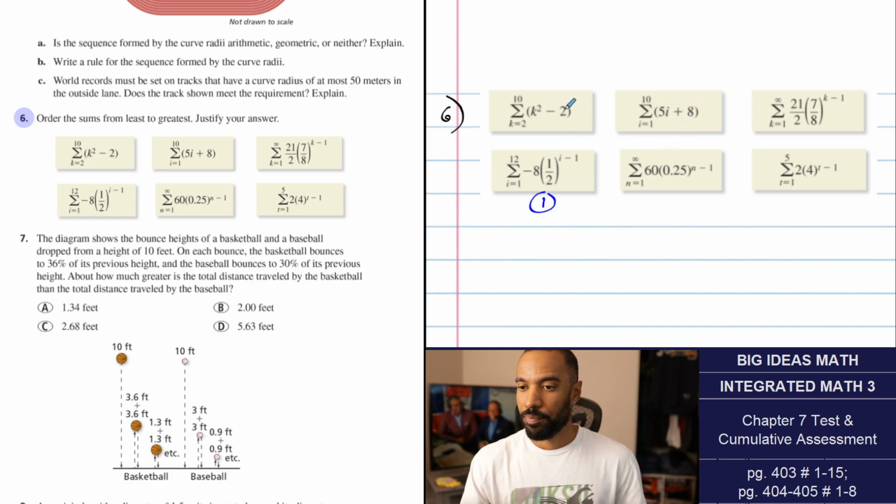Now, this has an infinite number of terms, but starting from 60, you're taking a quarter of it each time. I imagine that's going to be pretty small. Compared to a quadratic that you add over and over that increases over time, I imagine that gets bigger, like 10 squared is 100, stuff like that. I'm guessing that would be bigger than this one. I'm guessing this would be bigger than that one as well.